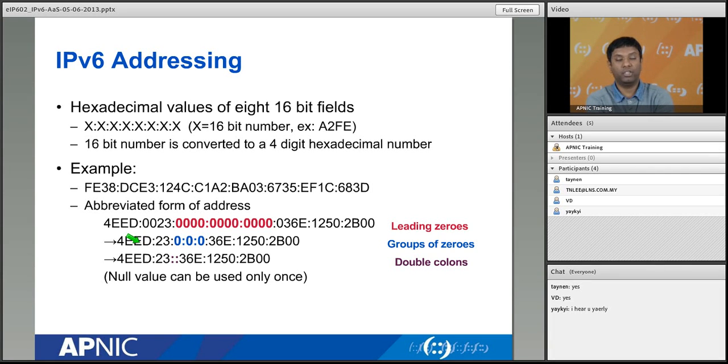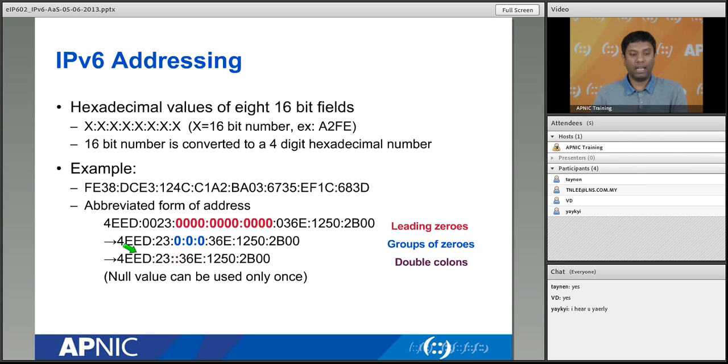Then we have abbreviation rule number 2. What is that? Rule number 2 is, on any block, if there are continuous zeros, like on block 3, all are zeros, right? So if there are continuous zeros, we can abbreviate those with a single zero. You see that's how we abbreviate it. Then option 3 is, if there are continuous zeros, like blocks 3, 4 and 5, all continuous 0, those all-zero blocks can be collapsed into a double colon. Then all those 0 blocks are missing, right?